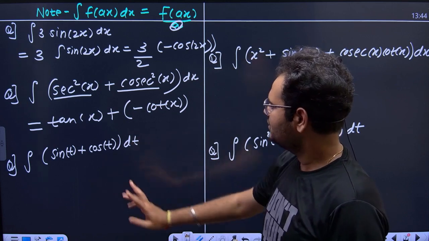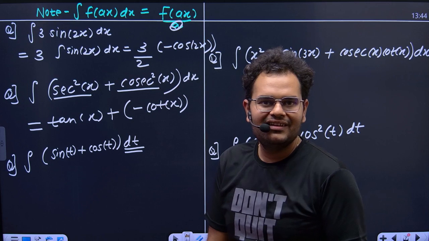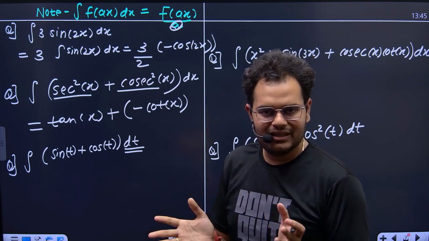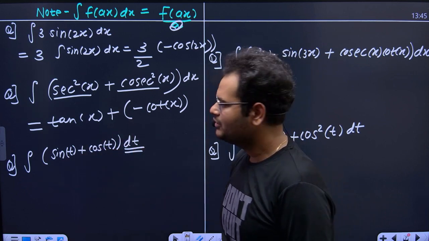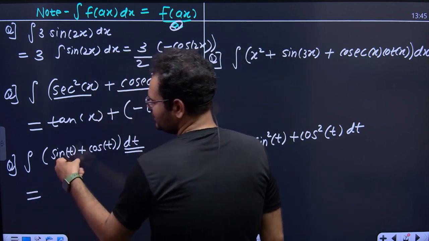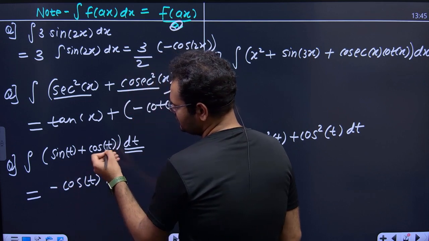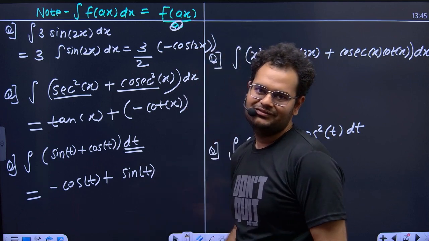Sir, what about this one? Here it is dt. So it is very simple. We are also differentiating functions with respect to time sometimes, right? Here we are integrating this function with respect to time. So it is in addition. What is the integration of sine? You tell me. Minus cos. And what is the integration of cos? It is plus sine. It is just the opposite of differentiation.